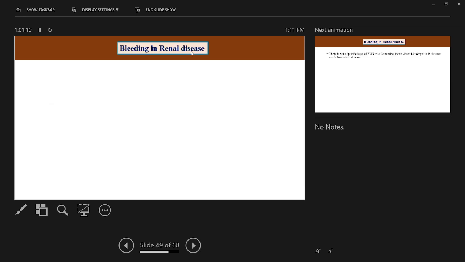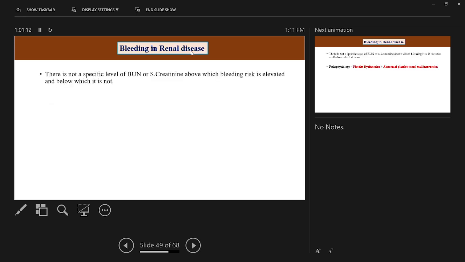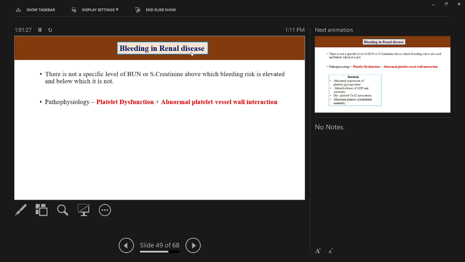So the next topic is bleeding and renal disease. There is not a specific level of BUN or serum creatinine above which the bleeding risk is increased and below which it is not. So do not correlate bleeding risk in a uremic patient according to the BUN or creatinine levels. The pathophysiology is platelet dysfunction plus abnormal platelet-vessel wall interaction.